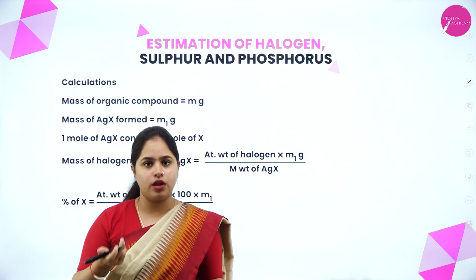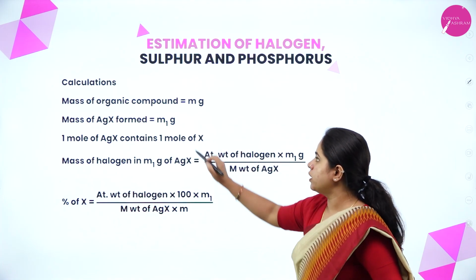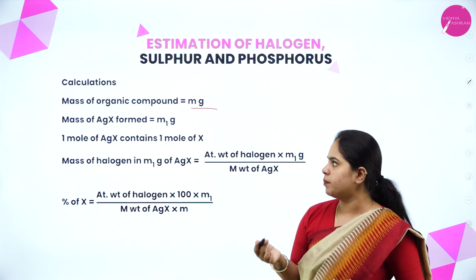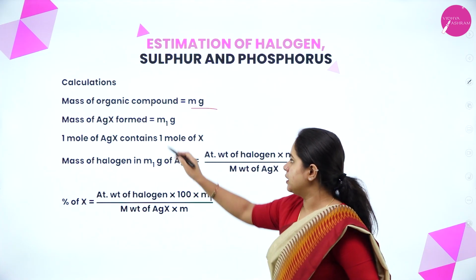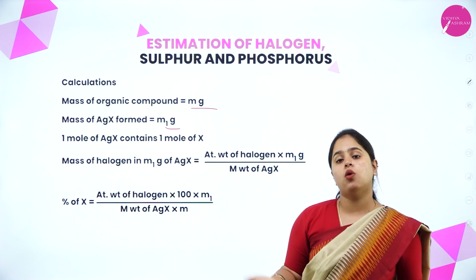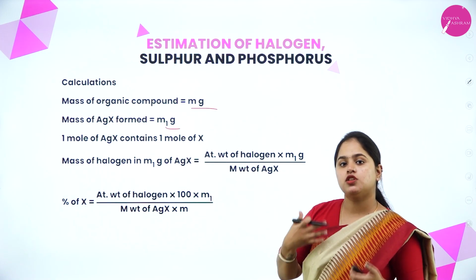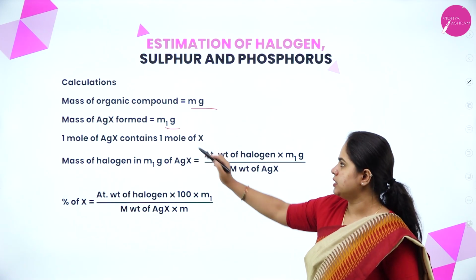Right, so now moving on to the calculations. Mass of the organic compound is taken as m gram. Hence, the mass of silver halide which is formed is taken as m1 g.